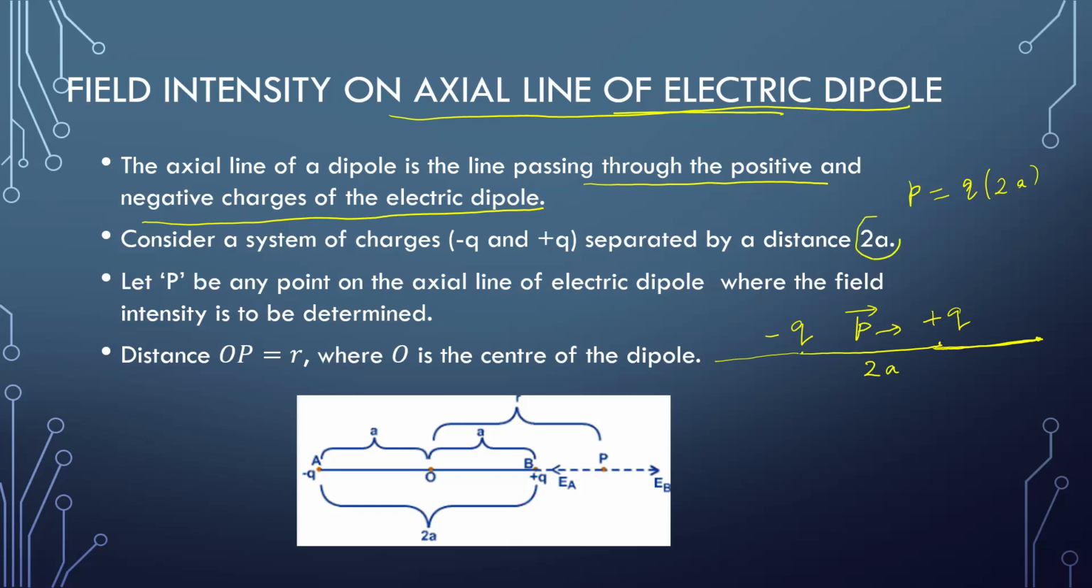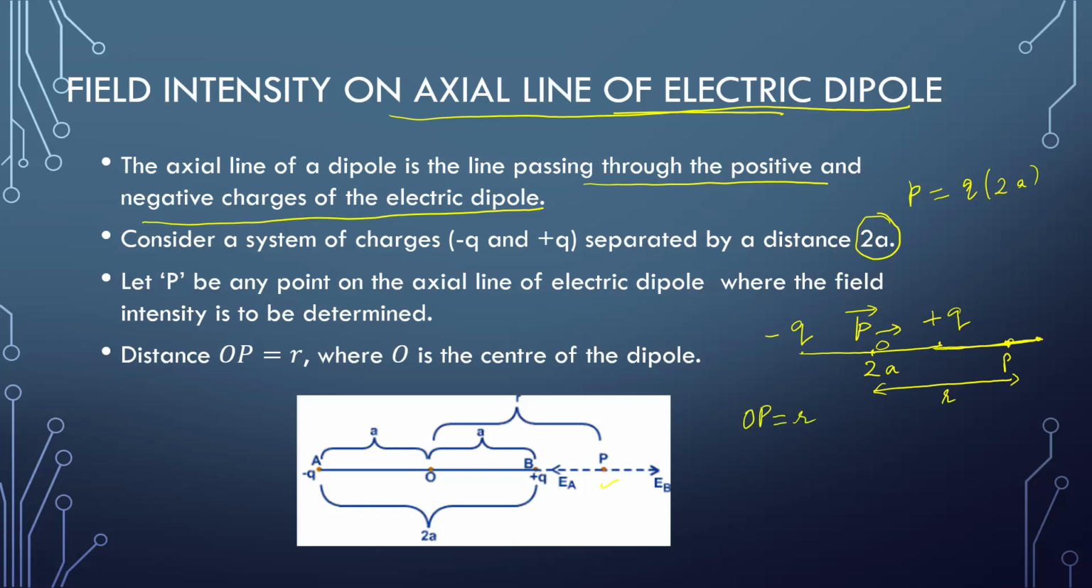So we have again considered a system of minus q and plus q charge separated by a distance 2a. Okay. So now over here, I am considering a point P which is on the axial line of the dipole, as seen in the diagram also. We are considering a point P on the axial line of the dipole, where we are trying to find out the field intensity. Let O be the center of the dipole, and let this point P be at a distance r from the center of the dipole.